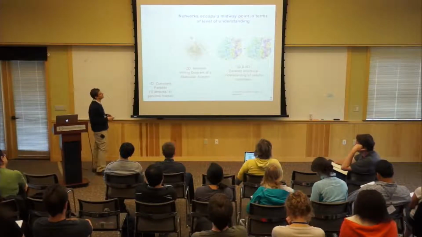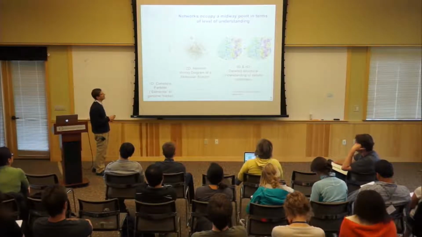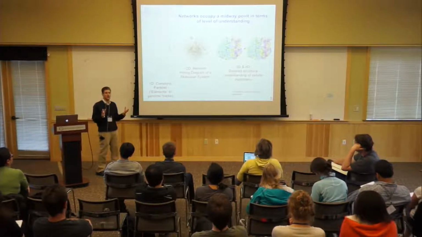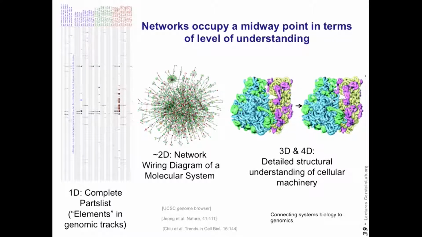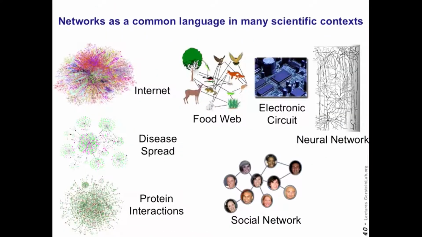So the networks representation is kind of midway. It provides a little bit richer representation. It's kind of like a wiring diagram, like a 2D-ish wiring diagram. So it provides a little richer representation than the 1D stuff, but it's not so challenging as actually thinking about them in molecular terms. And I like to tell people also that networks are a really good way to talk about biology because people use networks in many different contexts.